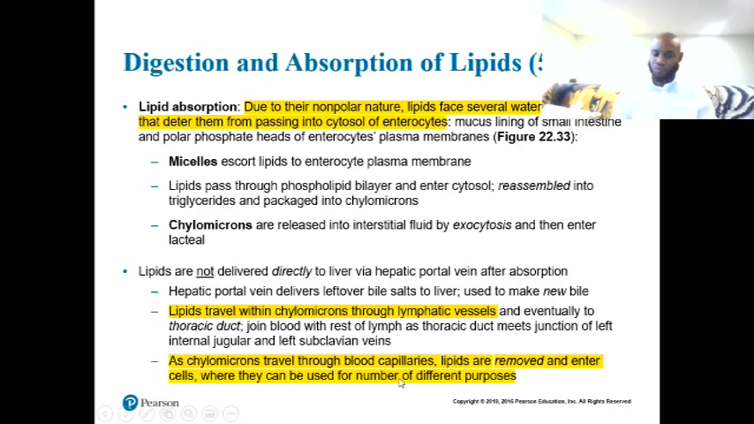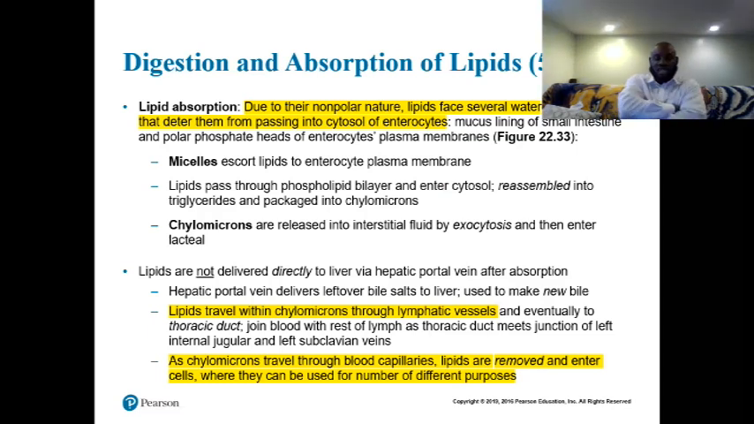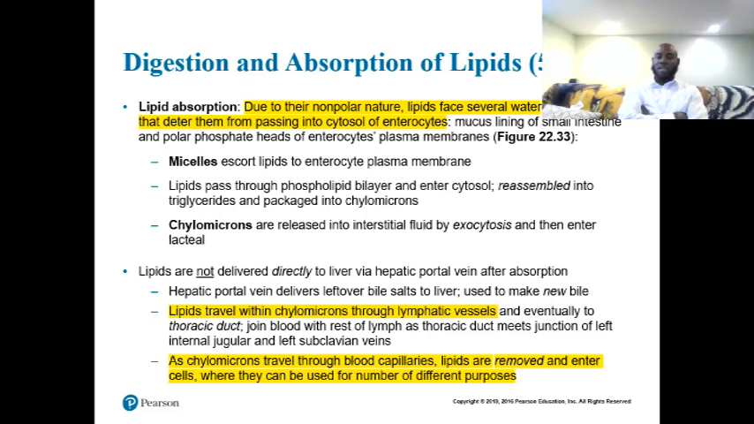Right, so they travel through lymphatic vessels and don't join with blood until eventually the thoracic duct joins with the blood and the rest of the lymph as it meets the internal jugular and subclavian veins. So they don't go directly into the bloodstream at the capillary level, right next to the intestines, but travel through the lymphatic system and come in later.